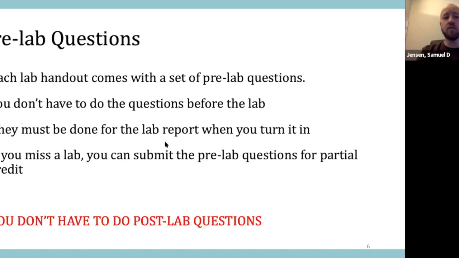Now, most labs have pre-lab questions, okay? This particular lab does not have pre-lab questions, but most of them do. Again, you will answer the questions and include it with your lab report. You do not have to do the pre-lab questions before the lab. You do not submit the pre-lab questions in a separate file. These are part of the lab report.